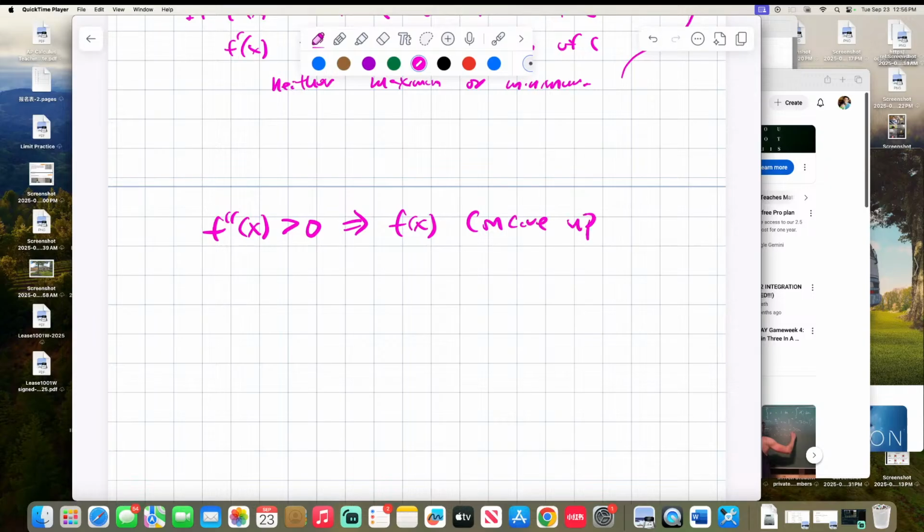And the way to think about concave up is a situation like this. Any of those points is concave up. That's when the tangent line is always below the graph. And that's really essential for you to understand. When the tangent line is below the graph, that's why it's concave up.